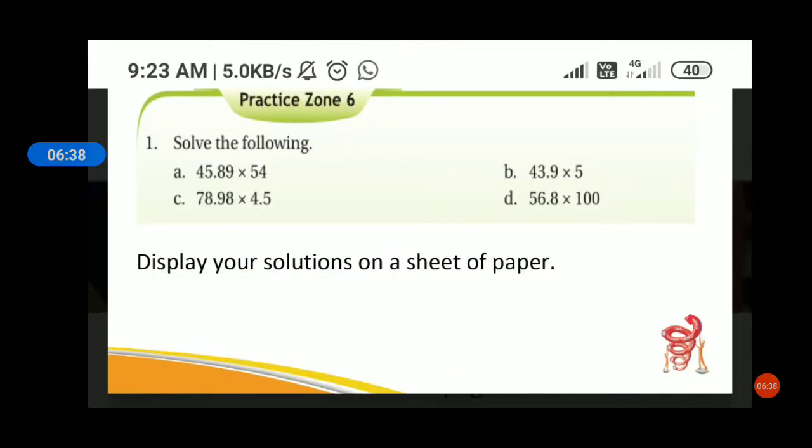Try to solve practice zone 6. That is the first question. In the first question we have four questions, that is A, B, C, D. Try to solve this and attach it on a sheet of paper. Attach the answer and the second one also, that is the bus covers question which I said before. And try to see this video fully. If you are not able to understand, repeat the video twice or thrice and see, students. Try to complete all your assignments. And one more topic we have in this lesson is division of decimals. With that, this lesson is over, and try to attend the activity also. Thank you, students.